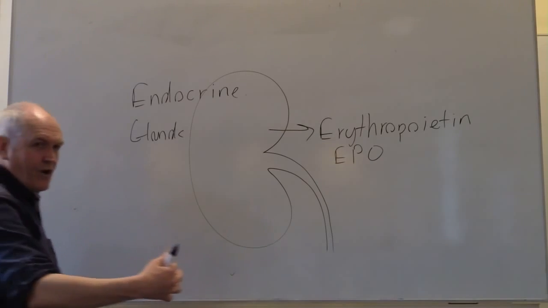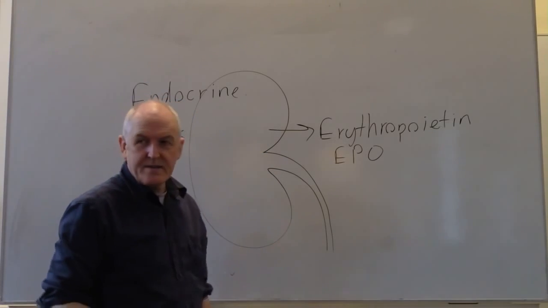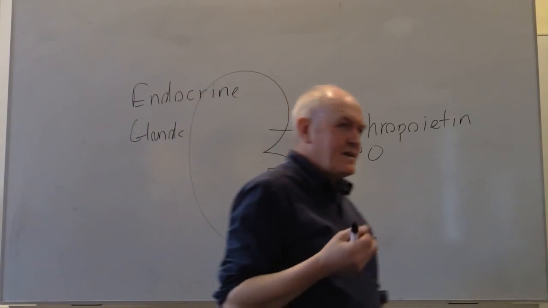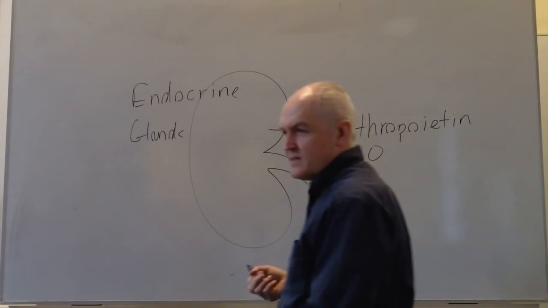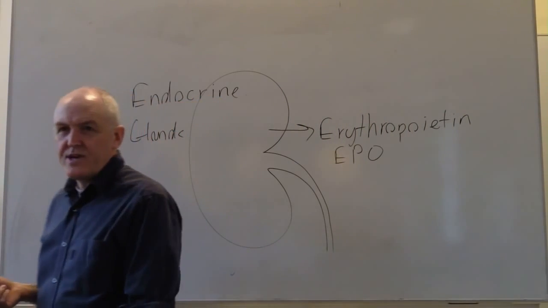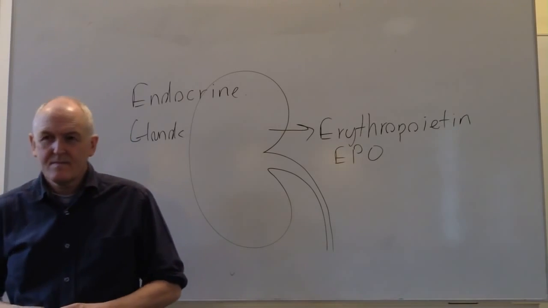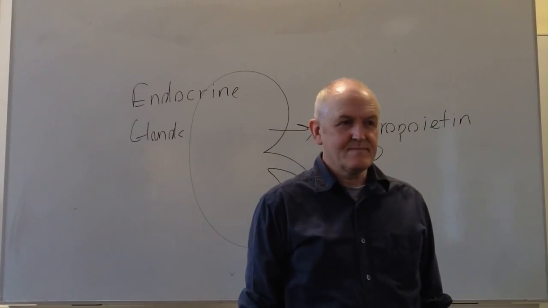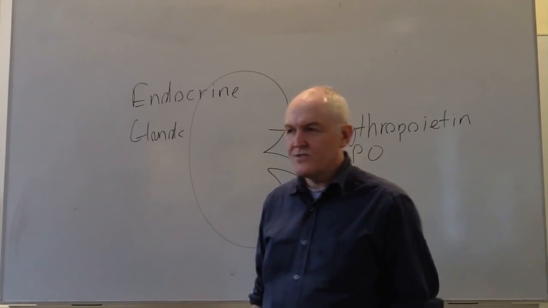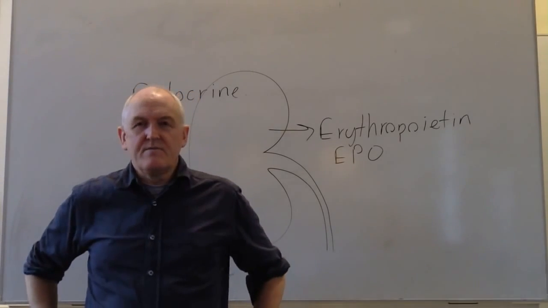So when there's not enough oxygen in the blood going through the kidneys, they detect that and produce more erythropoietin. The erythropoietin circulates to the red bone marrow. Remember, the red bone marrow is in the epiphyses of long bones, and it's in flat bones such as the sternum, the ribs, and the pelvis. And it's also in the vertebrae.